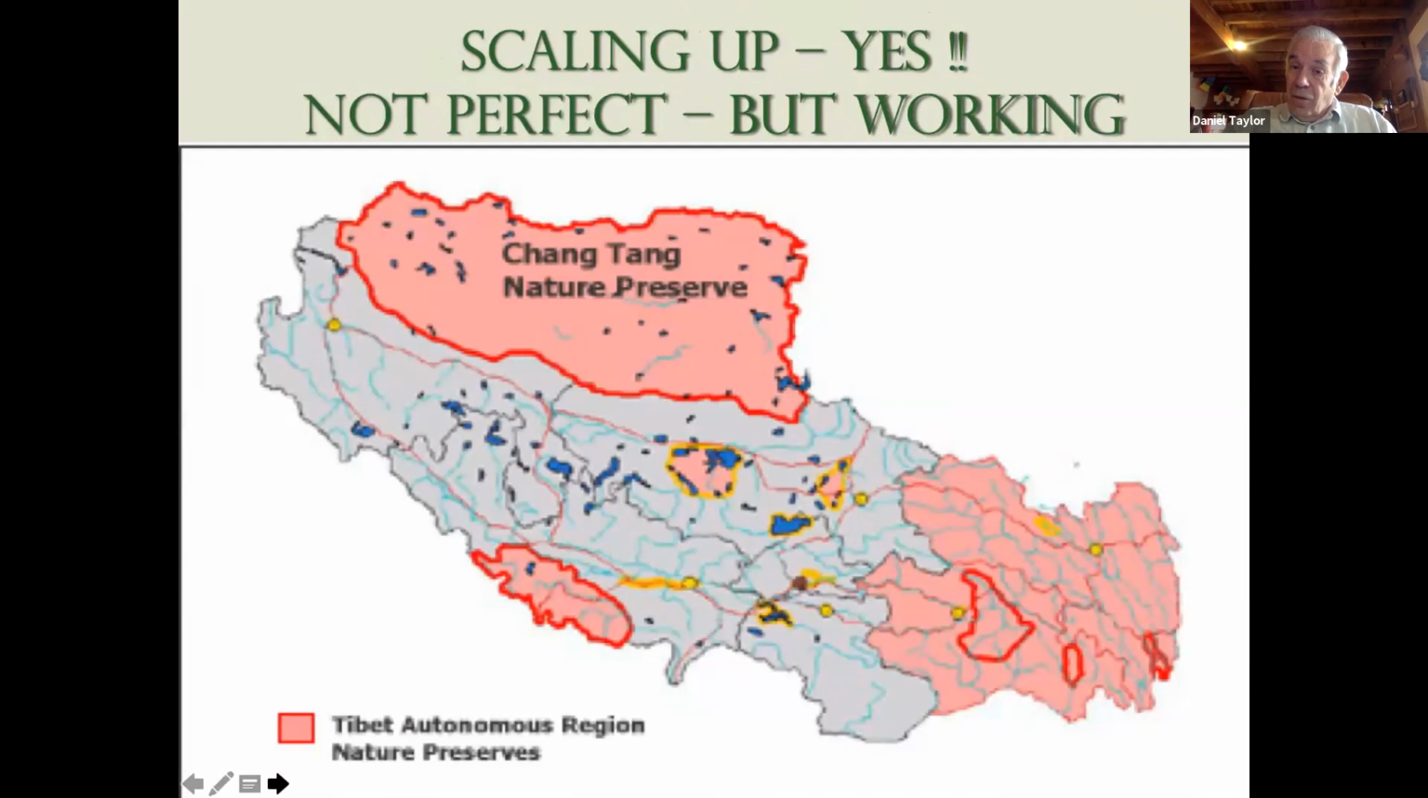So we've had success. This is a huge area, the size of Western Europe, the Tibet Autonomous Region of China. And the areas in red are areas where we created large nature preserves that are doing community development and nature protection. So it is not a failure.